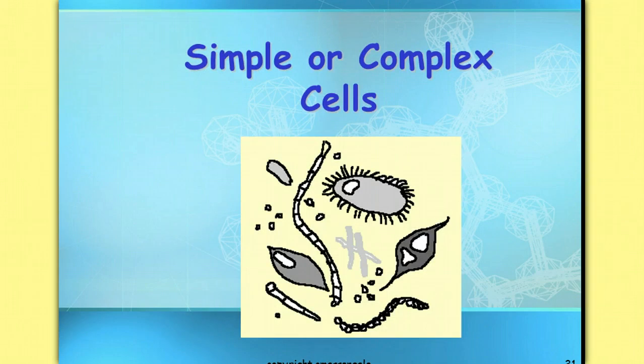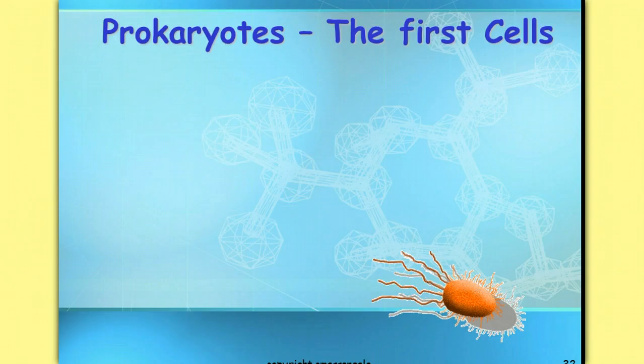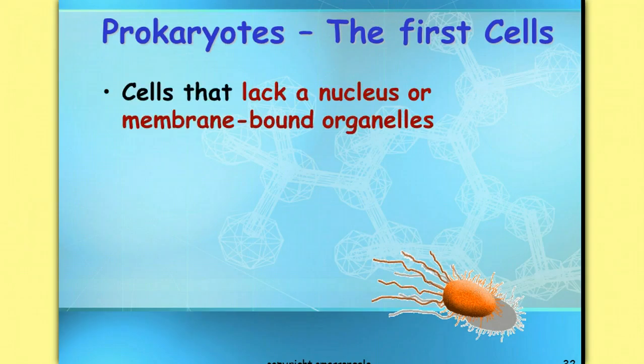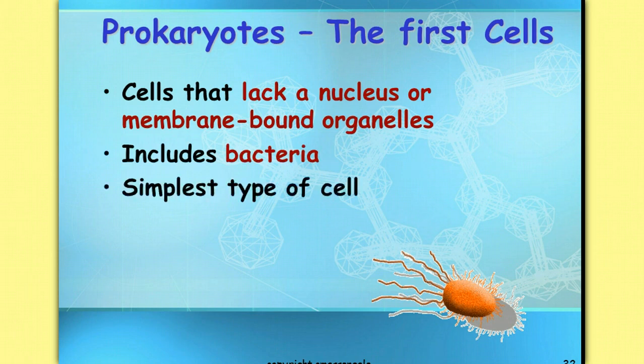So now that we've looked at the different levels that make up an organism, we have to look at whether cells are considered simple or complex. And so we typically refer to this as cell type. Now, prokaryotes were the first cells on Earth, or so it's believed. They are cells that lack a nucleus or membrane-bound organelles. They include bacteria, and they are considered the simplest type of cell.